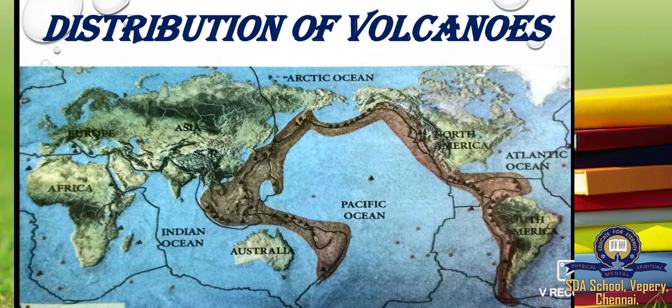There are three major zones of volcanic activity in the world. They are Circum-Pacific Belt, the Mid-Continental Belt, and the Mid-Atlantic Belt.